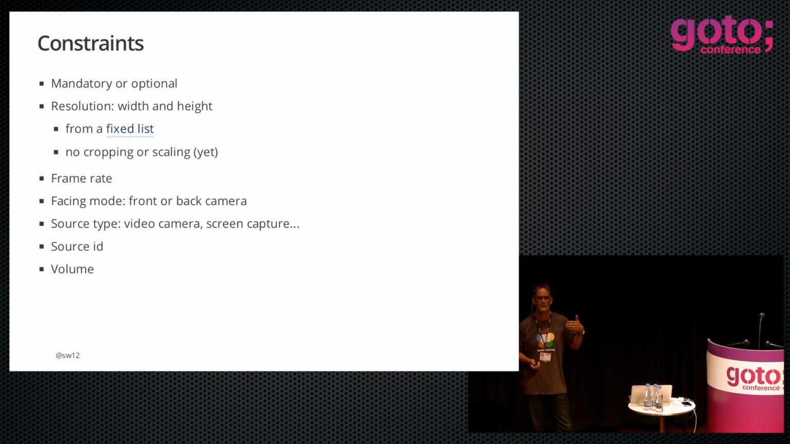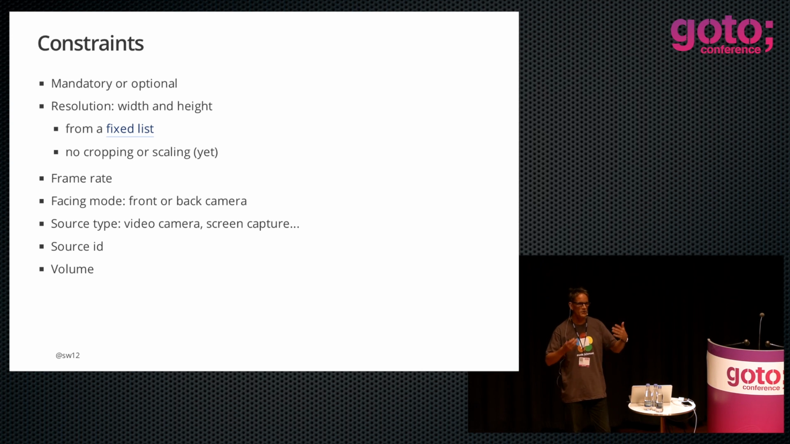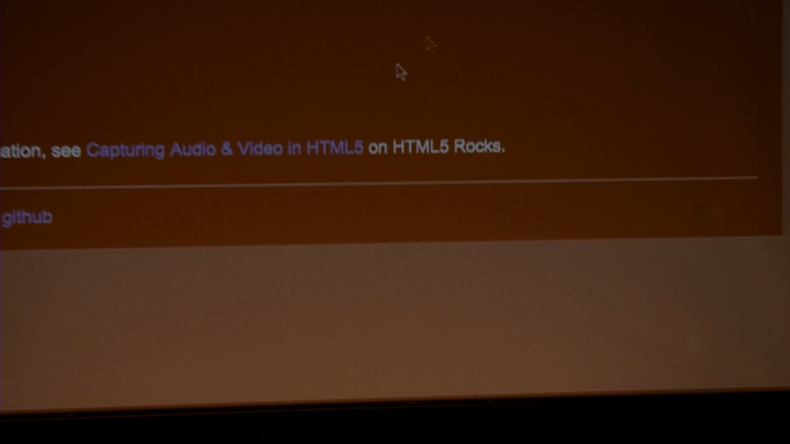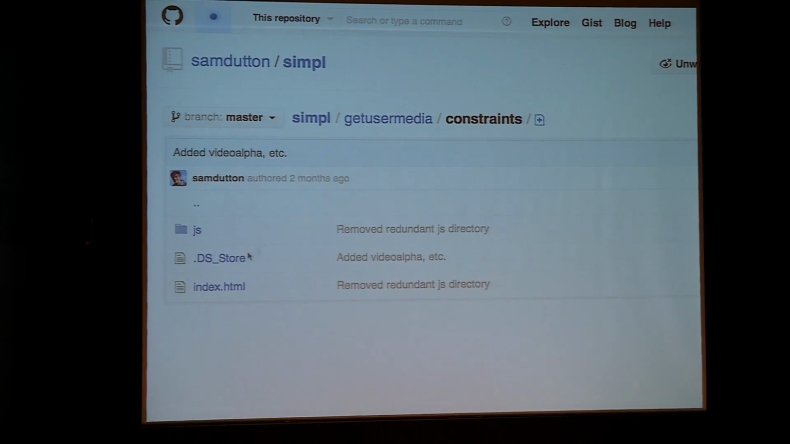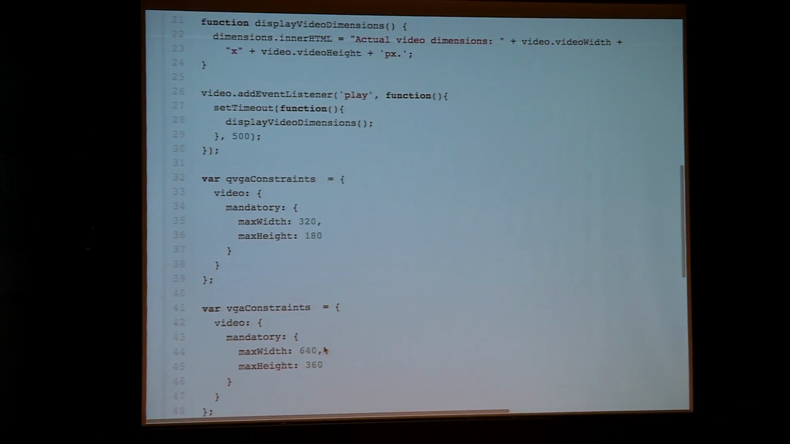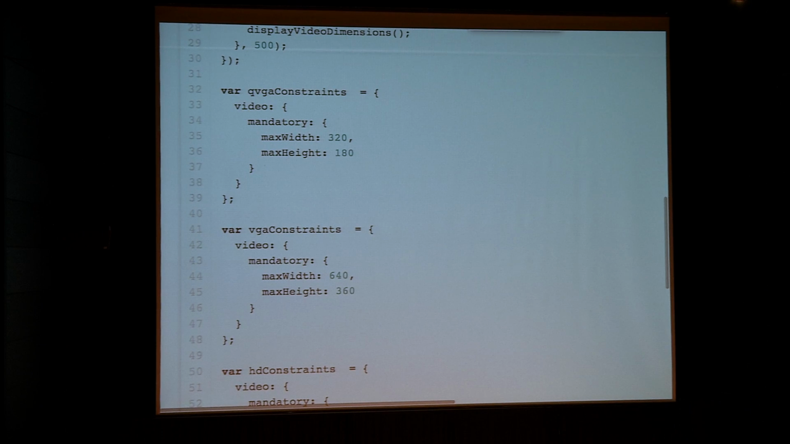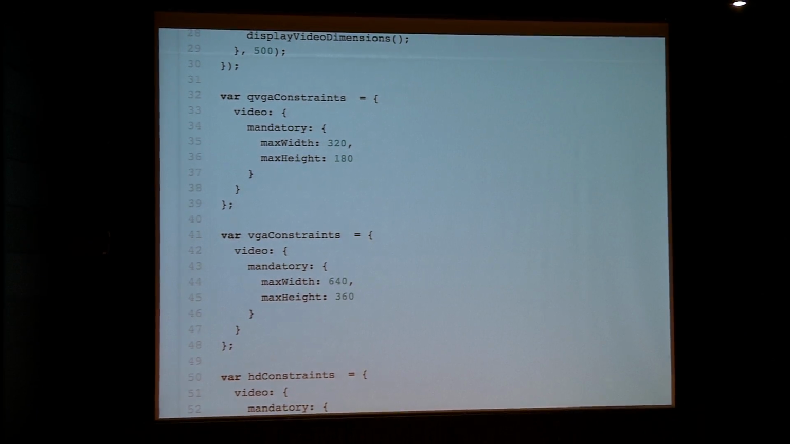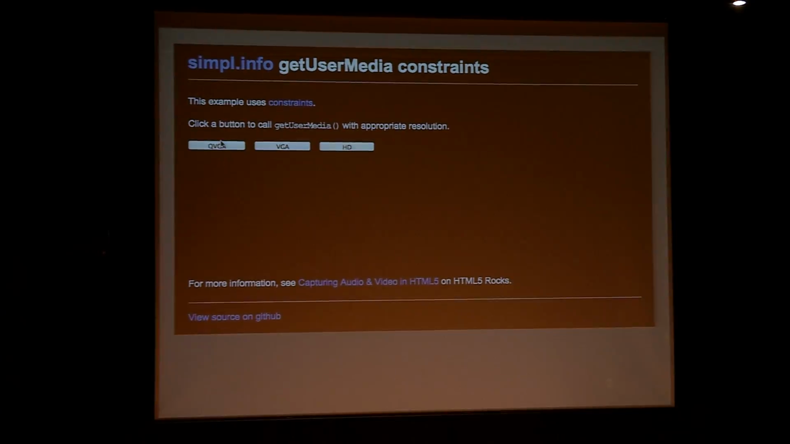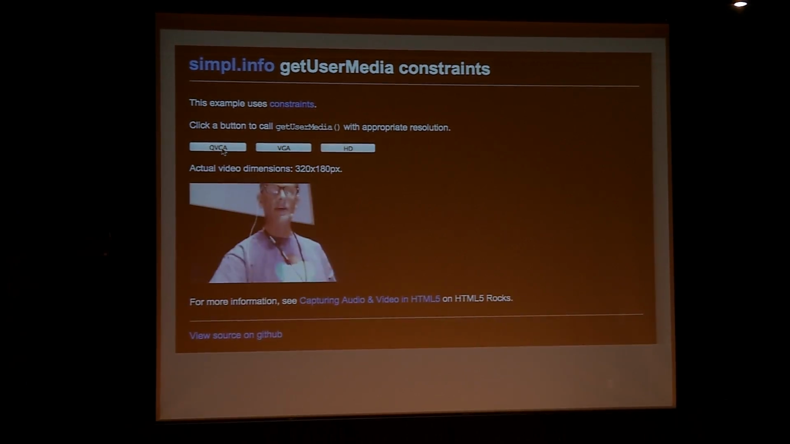So for this, we've got things like resolution, facing mode, choice of cameras, and so on. Let's have a look at an example of that in action. In this case, let's look at the code on GitHub. That's probably the best place. If we look at the JavaScript for this, you'll see that we have three different constraint values, each specifying a different size for the image. When we press the button, depending on which button we press, we get a different constraint.